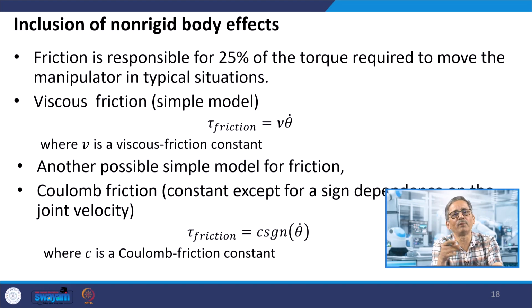This friction can be modeled as, say, viscous friction. We can have the simple friction model where we say friction torque is the coefficient of friction times the joint velocity. Another possible simple model could be the Coulomb friction, which is actually a constant except for a sign dependence on the joint velocity. The sign dependence on joint velocity is taken care of by this function, whose value depends on how your velocity is, and this is a constant value which we call the Coulomb friction constant.